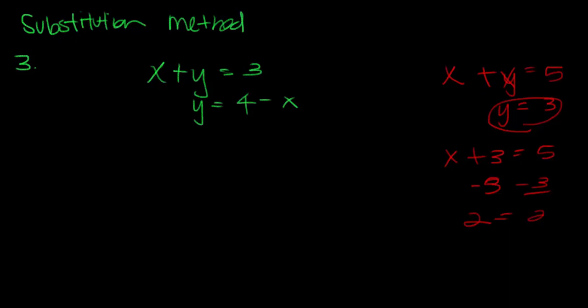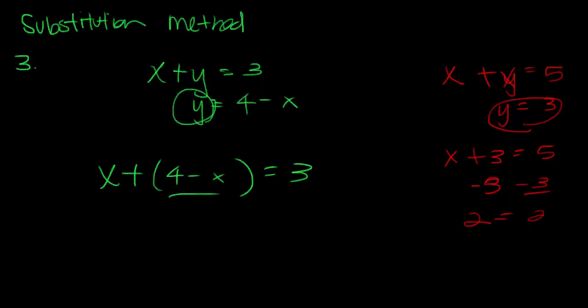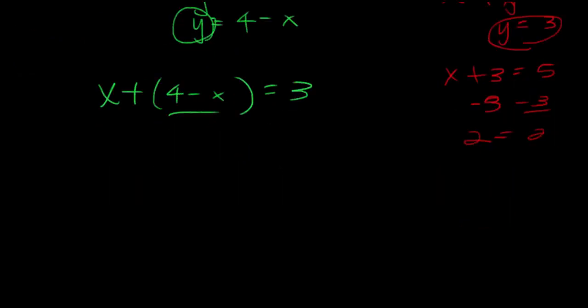I'm going to do the same exact thing here. And since I have a variable by itself on one side, completely by itself, y equals, I can put that into the other equation, x plus y equals 3. But instead of putting y right here in these parentheses, I'm going to put 4 minus x. So I get x plus 4 minus x equals 3.